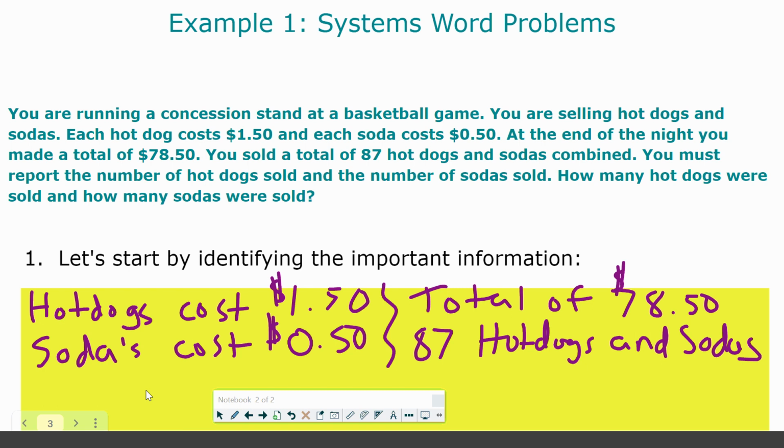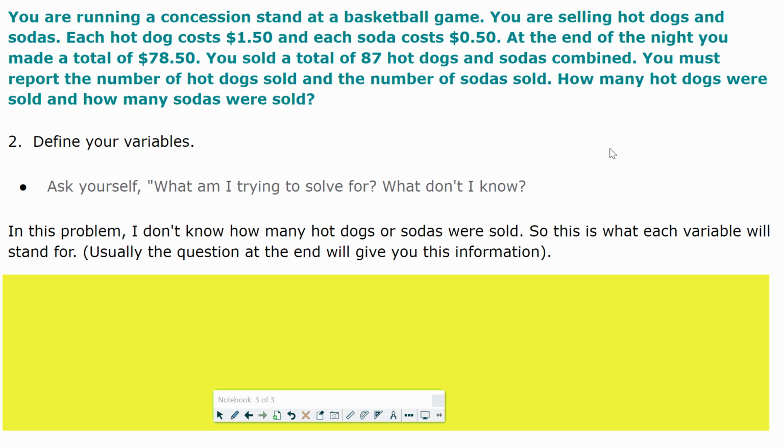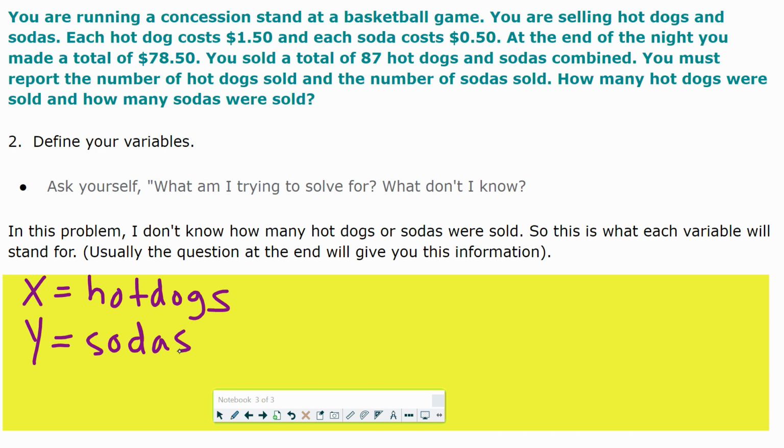All right, so next it says define your variables. Ask yourself, what am I trying to solve for? What don't I know? In this problem, I don't know how many hot dogs or sodas were sold. So this is what each variable will stand for. Usually the question at the end will give you that information. So let's say we're going to make x equal hot dogs and y equals sodas. And notice that the question says how many hot dogs were sold and how many sodas were sold. Those are the two things that we're looking for.